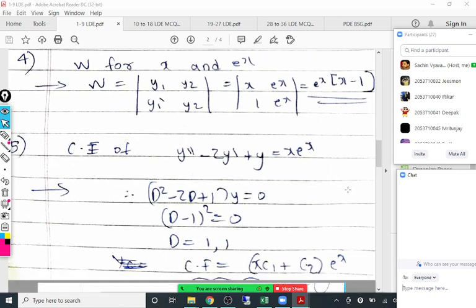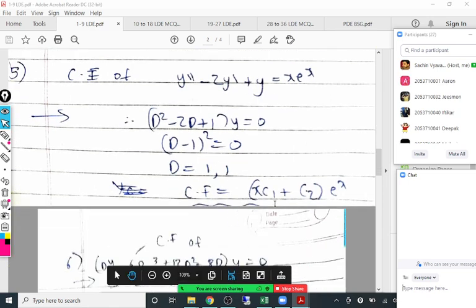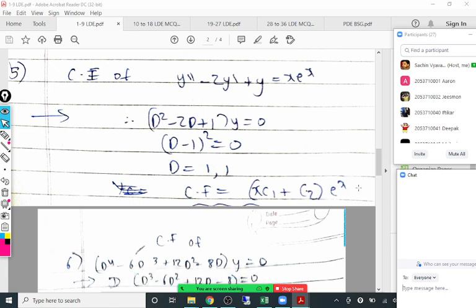Question 5. y double dash minus 2y dash plus y is equal to x e raised to x, and we want the CF only, so there is no worry about the RHS; we have to think only about the LHS. So D square minus 2D plus 1, so 1 is a repeated root, so (c1 x plus c2) e raised to x. That's the correct answer again. Any doubt? Anyone have a doubt in the first 5?